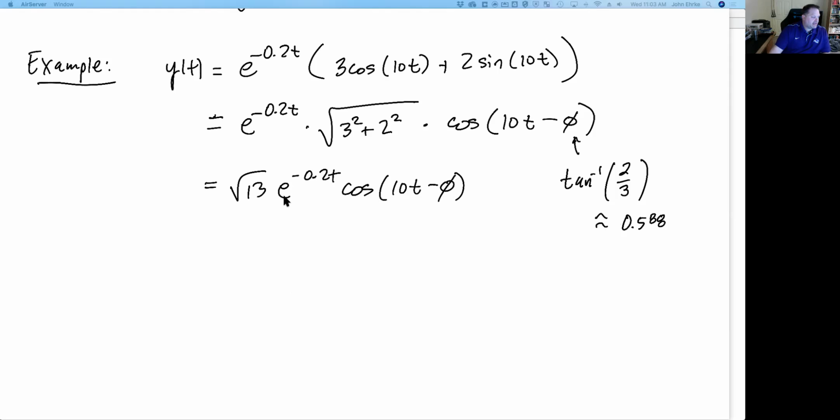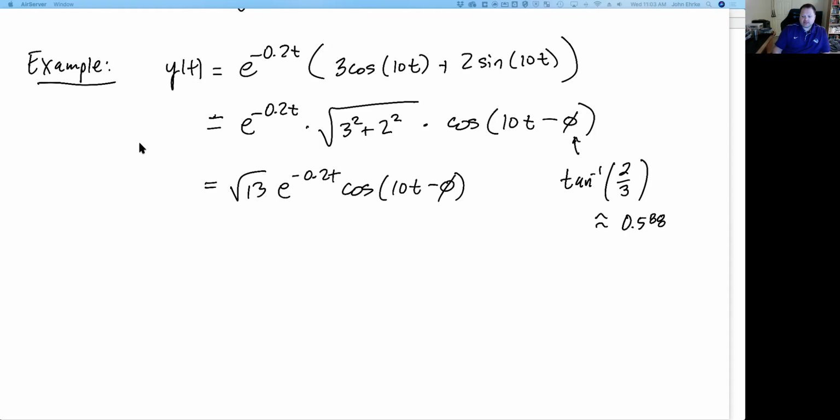You're going to have a decaying amplitude. Initially, the amplitude is going to start out at square root of 13. So let's see, square root of 13 is somewhere between 3 and 4. So our amplitude will start out somewhere between 3 and 4. And then over time, it'll decay to 0 because I do have some damping in the form of this exponential.